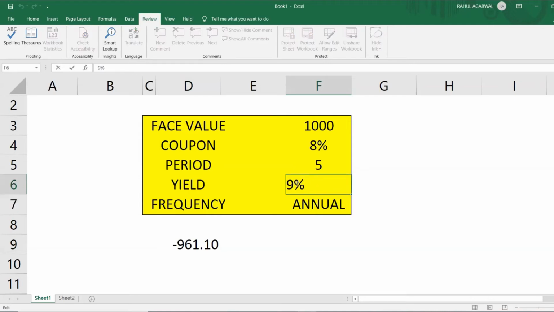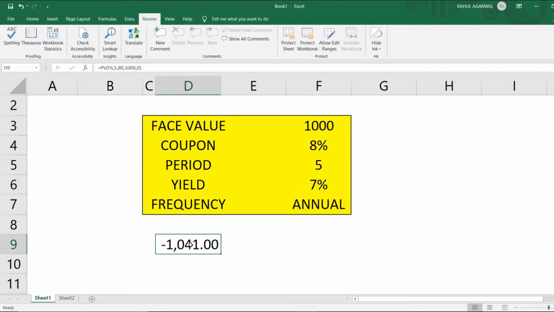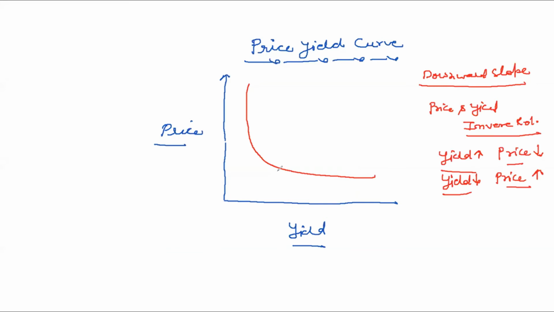Now I'll take another example wherein I have 7% as yield. It means that yield has gone down, so ideally the bond price must go up. Let's see whether it happens or not. See there, the bond price, which was 1,000 rupees, is now 1,041. So if yield changes, the bond price also changes, but in the opposite direction. This must be absolutely clear, and this is the only reason why this curve has a downward slope.